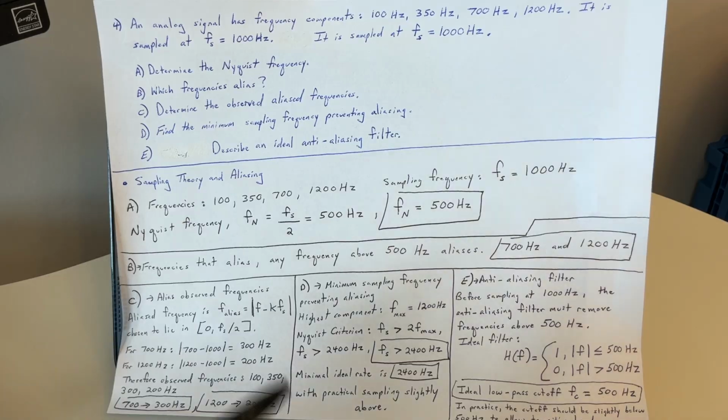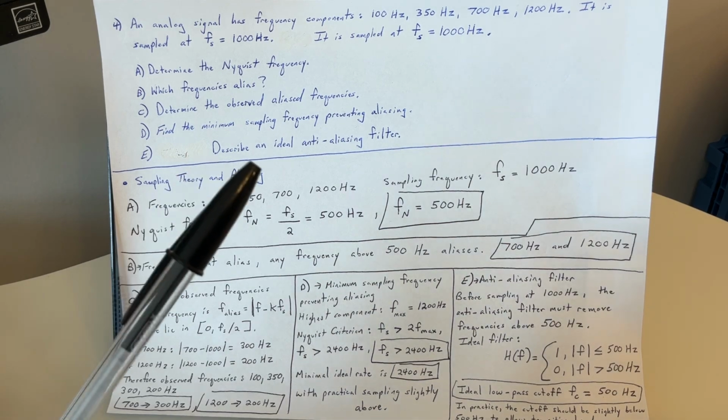For letter D, find the minimum sampling frequency preventing aliasing. The highest component, f sub max, equals 1200 hertz. The Nyquist criterion: f sub s is greater than 2 f sub max, so f sub s is greater than 2400 hertz. And the minimal ideal rate is 2400 hertz, with practical sampling slightly above.